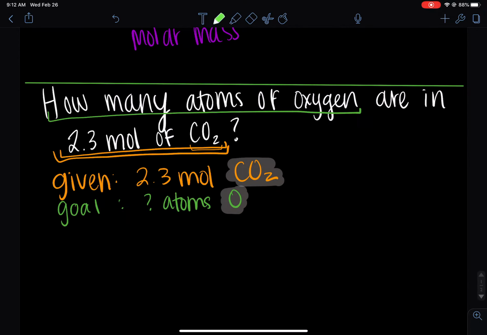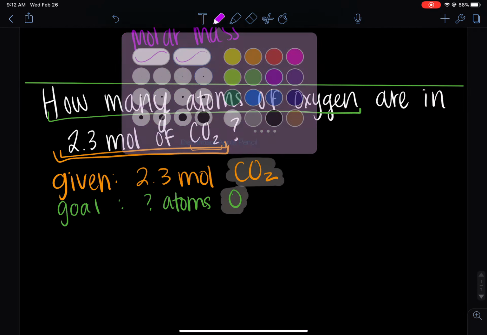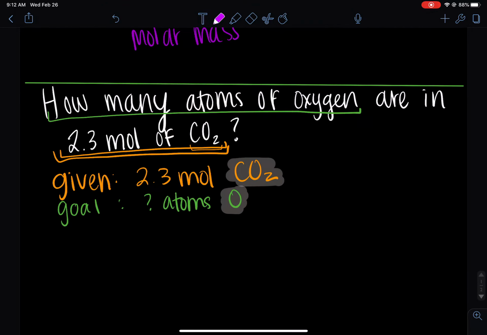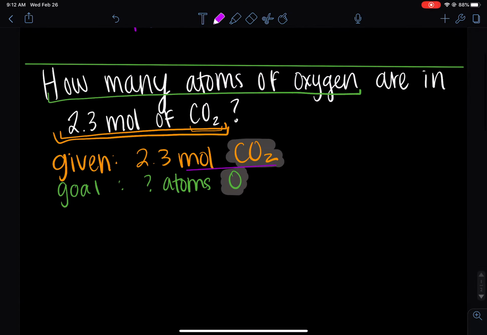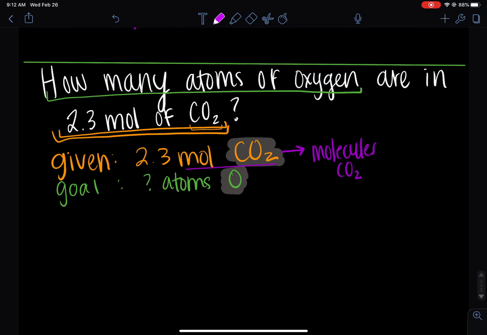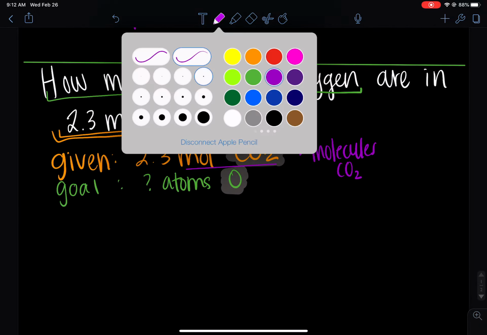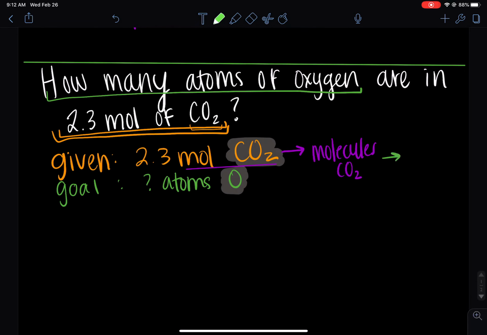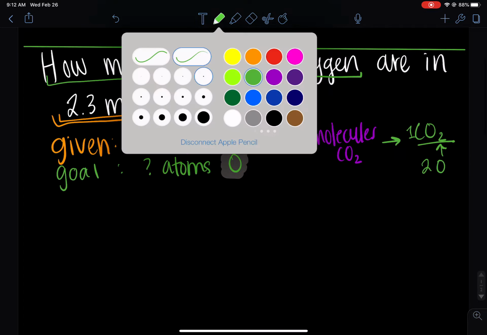So the first thing that we have to do is figure out how many molecules of carbon dioxide are in 2.3 moles of carbon dioxide. Okay, so we're going to go from moles of carbon dioxide to molecules, pieces of carbon dioxide. And once we have pieces of carbon dioxide, we can then figure out that per every carbon dioxide, how many oxygens do you have right there? Okay, so one carbon dioxide, I have 2 oxygens. So that's going to be our plan.